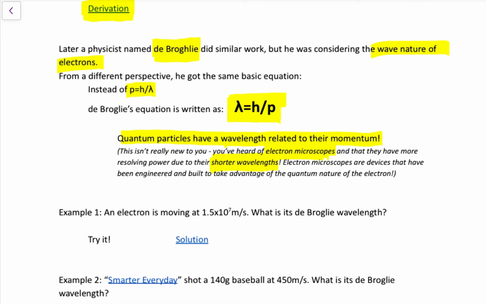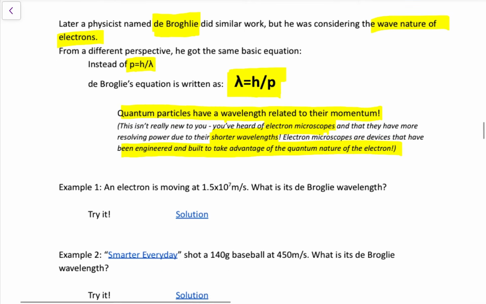These cool electron microscopes that we've all heard about only make sense if we can engineer and take advantage of the quantum nature of the electron. So it may sound crazy and science fiction-y to imagine an electron as this particle that's flying with a wavelength property, but it works, it's real.